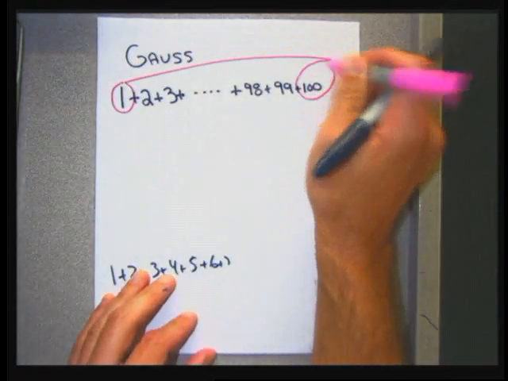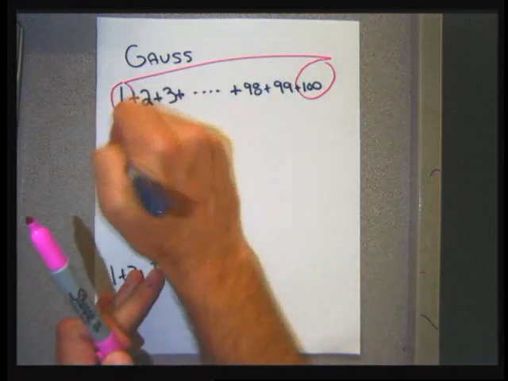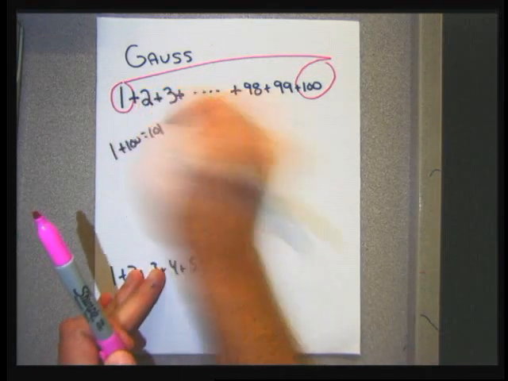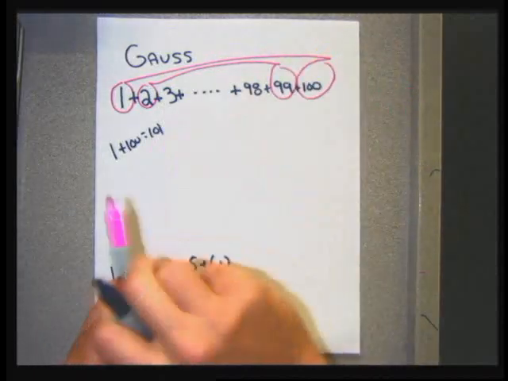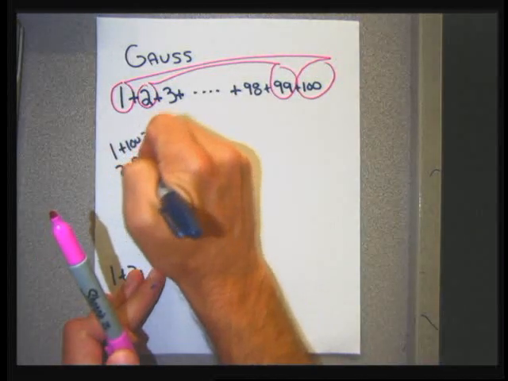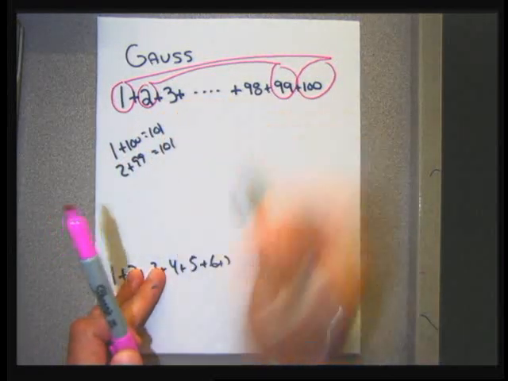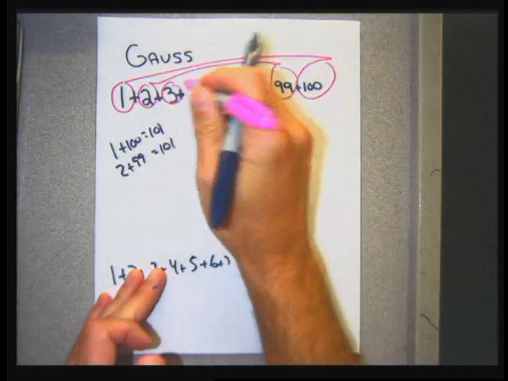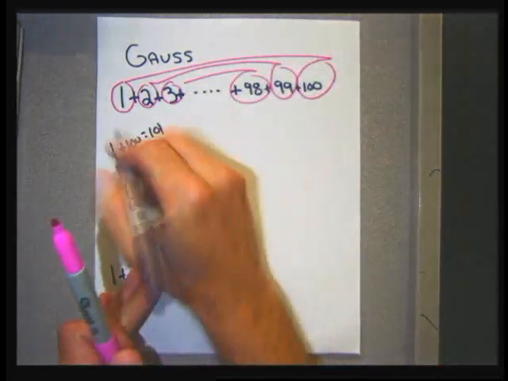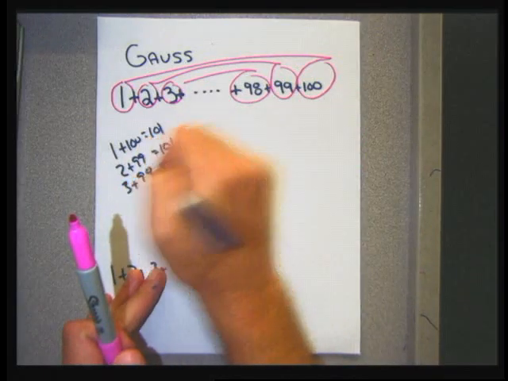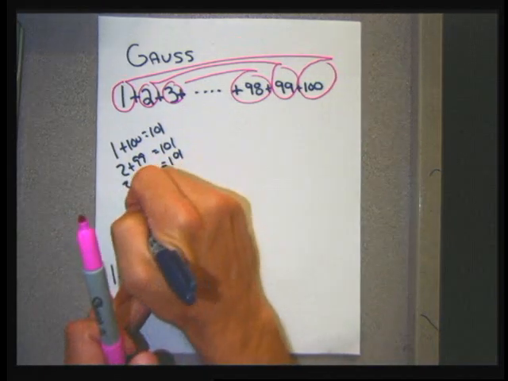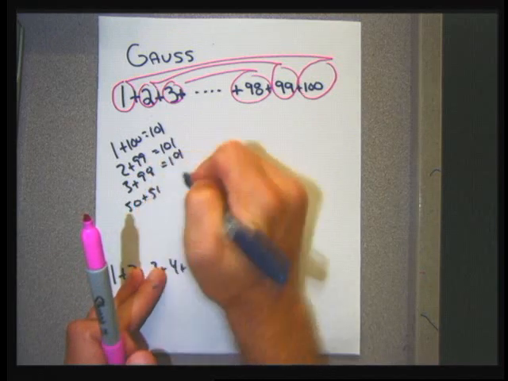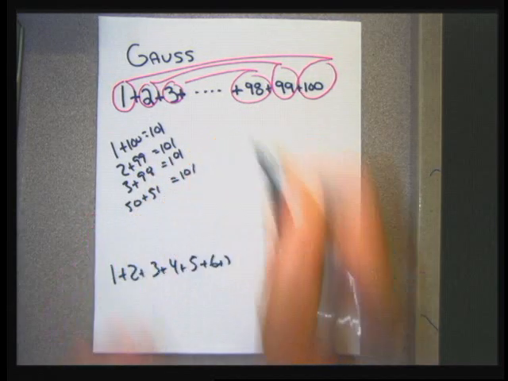If I pair the first two, 1 plus 100 is 101. And if I pair the second and second last, I get 2 plus 99, which is 101. And if I pair the third and the third from last, I get 3 plus 98, which is 101. The last pair you'd wind up getting, if I listed this out nicely, is 50 plus 51, which is 101.